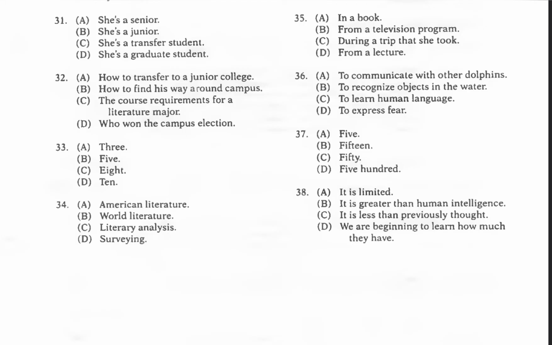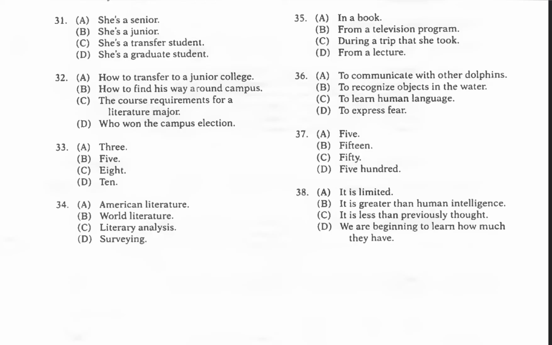Well, for a literature major, you need to take 8 courses, 3 required courses and 5 electives. First, you have to take Survey of World Literature, Parts 1 and 2. This is really 2 courses, and it'll take 2 semesters, and it's required for all literature majors.